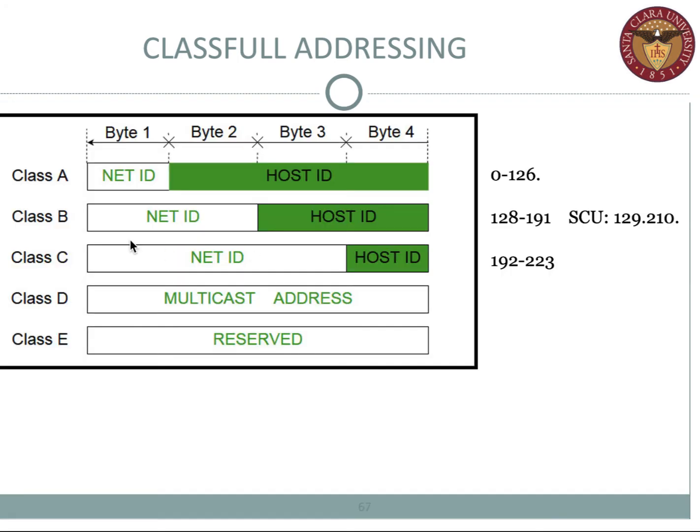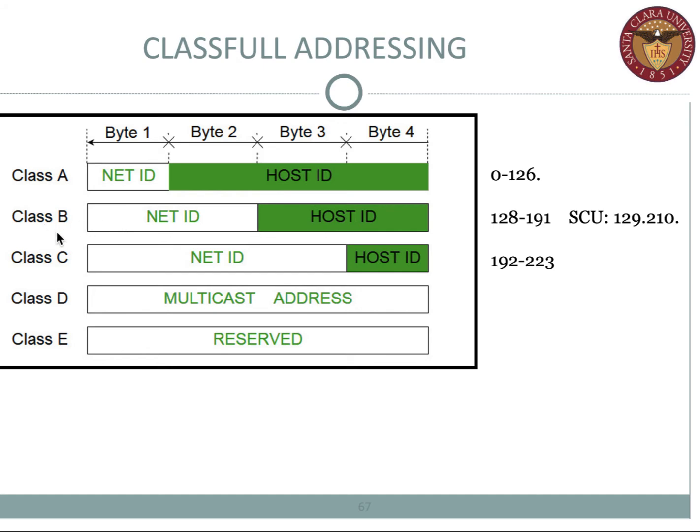For a Class A network, everything before the first period indicates the network, and everything after it specifies the device within that network. So the addresses from 0 to 126 indicate a Class A network.